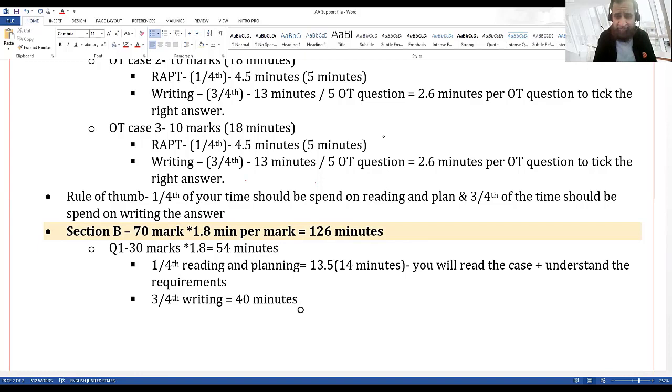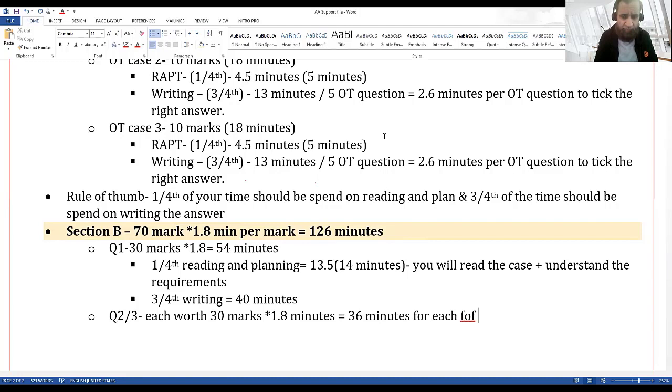You get to question number two and three, each worth 30 marks. Multiply by 1.8 minutes per mark is equal to 36 minutes. So 36 minutes for each of question two and three. Now you break that. 1/4 is the reading and planning time. How much is 1/4 of 36 minutes? Reading and planning.